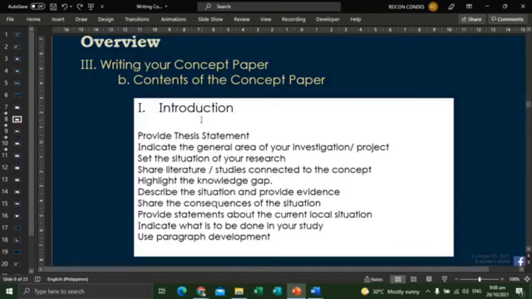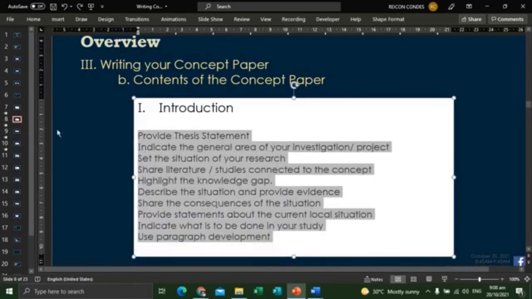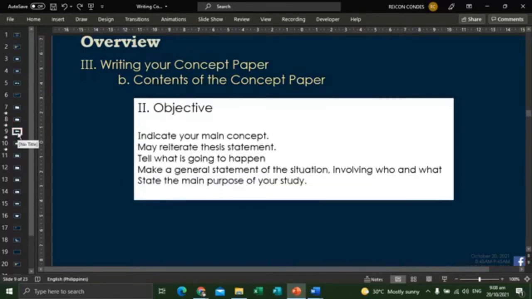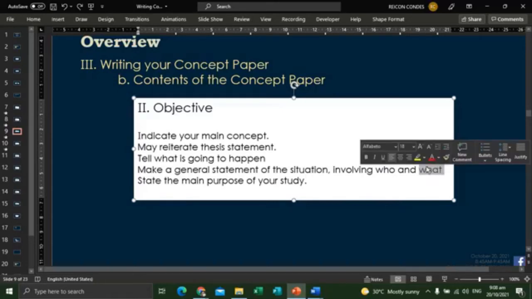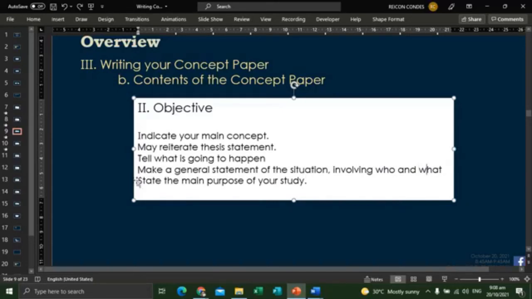Okay, so again, these are the things that you should be able to mention as you introduce your concept paper. Next, your objective. You should be able to indicate your main concept. Tungkol saan ba ito? And you may also reiterate your thesis statement in your objective part. And then, tell what is going to happen. You also make a general statement of the situation involving who. So, sino ang magiging kasangkot at ano ang kanilang mga gagawin or tungkol saan ang kanilang gagawin. And then you state the main purpose of your study.